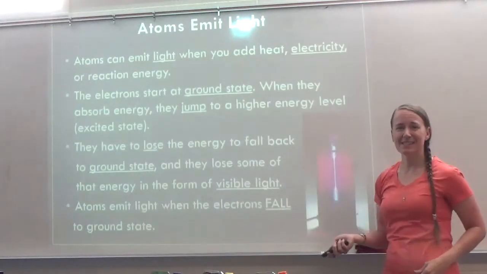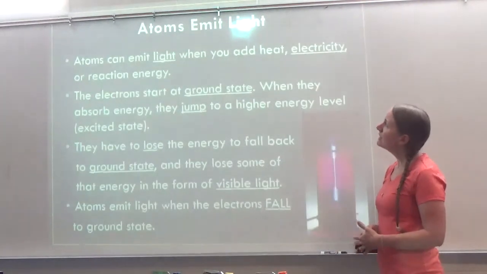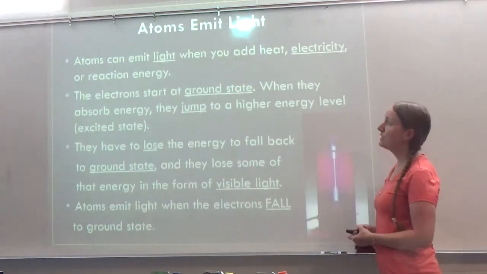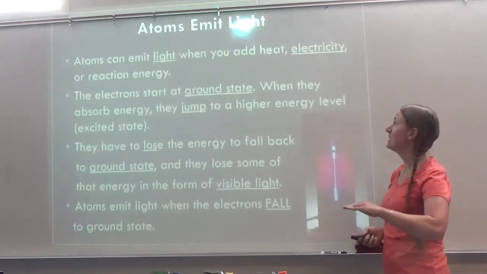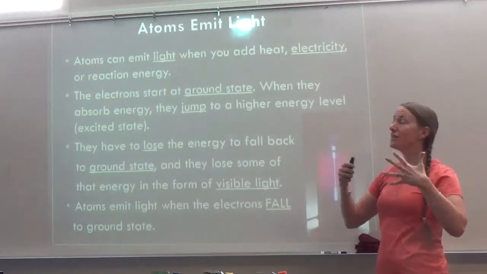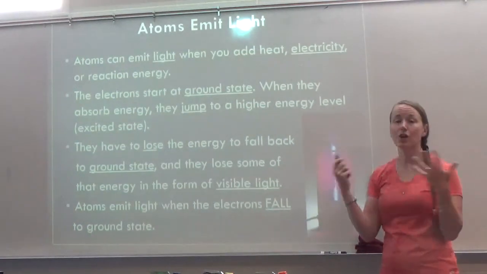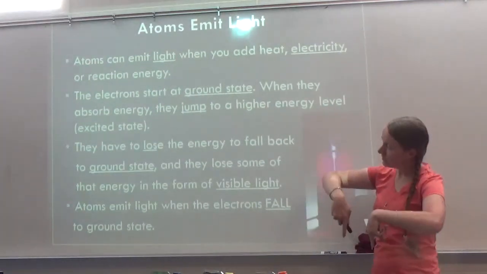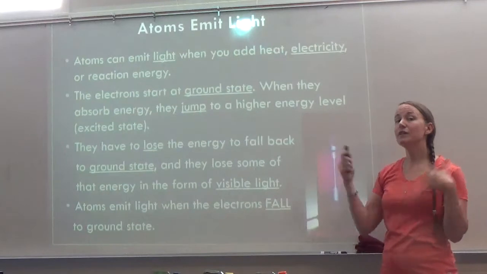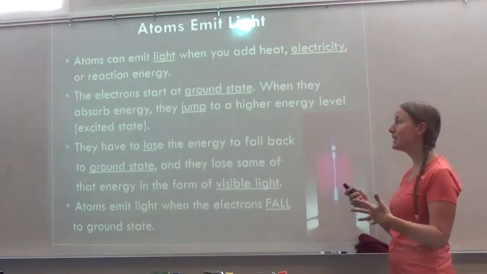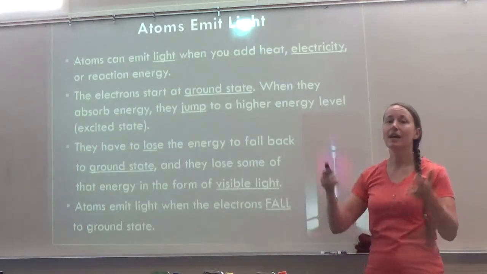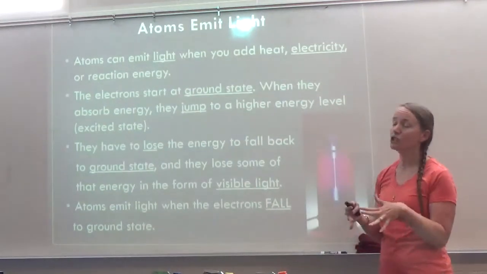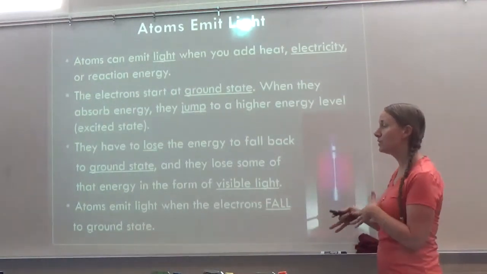So how does this happen? Well, atoms can emit light when you add heat, electricity, or some sort of reaction energy. The electrons start at ground state. When they absorb the energy, they jump up to a higher level. That's called the excited state. However, what goes up must come down. So eventually, if energy is not continuously being supplied, they have to lose that energy and fall back down to ground state. When they lose the energy, some of it is in the form of visible light.